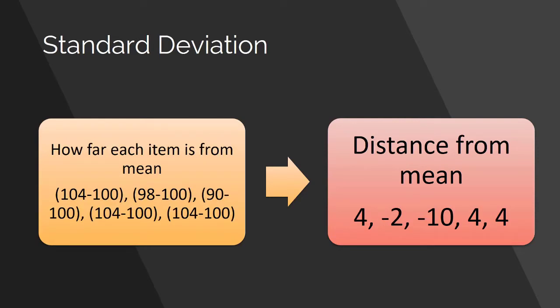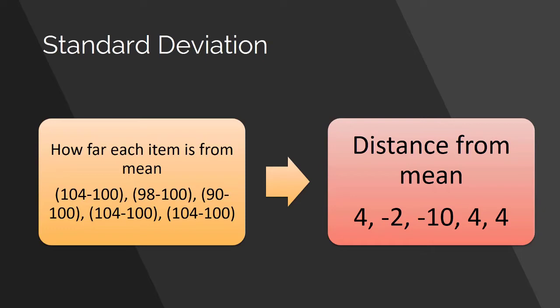Step number 2 is to find out how much each of these numbers is away from the mean. The first number was 104. How much is this away from 100? That will be 104 minus 100. The second number was 98. How far is it from 100? That's 98 minus 100, and so on. So you find out how much each of these numbers is away from the mean. And those distances are here on the right, which is 4, minus 2, minus 10, 4 and 4.